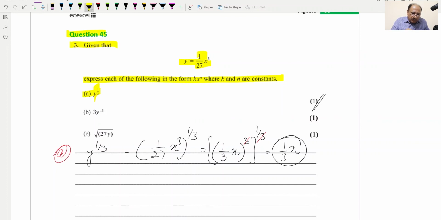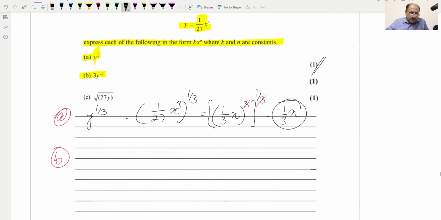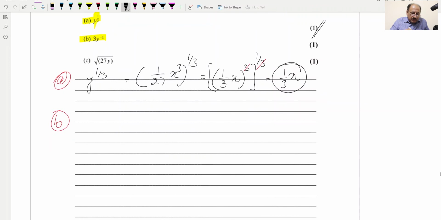And next is also 1 mark, the B part. B part is 3y raised to the power minus 1. So we can write 3, and the y value will be 1 over 27 x cubed, raised to the power minus 1, which we can write as 3, and we can swap this to accommodate minus 1.